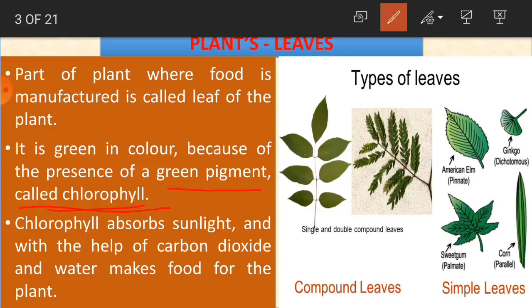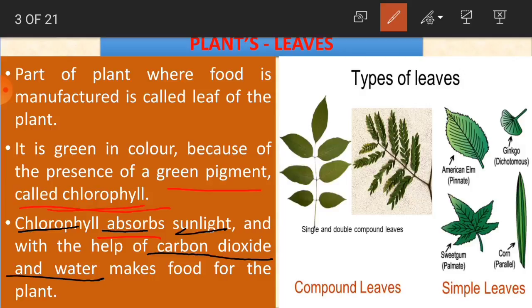What is it called? Chlorophyll. Yes. And what does this chlorophyll do? Chlorophyll absorbs sunlight and, with the help of carbon dioxide and water, makes food for the plant. What is the main work of the chlorophyll, children? It absorbs the sunlight and takes the help of carbon dioxide and water, and it makes food for the plant. These three together, sunlight, carbon dioxide and water, make food for the plant. And what makes food? Chlorophyll. With the help of the chlorophyll.